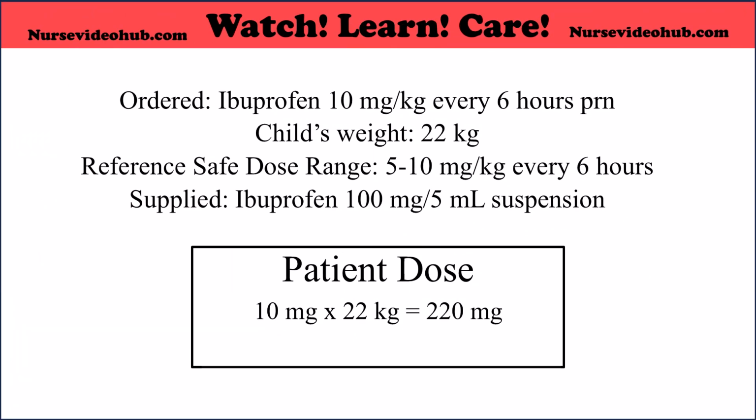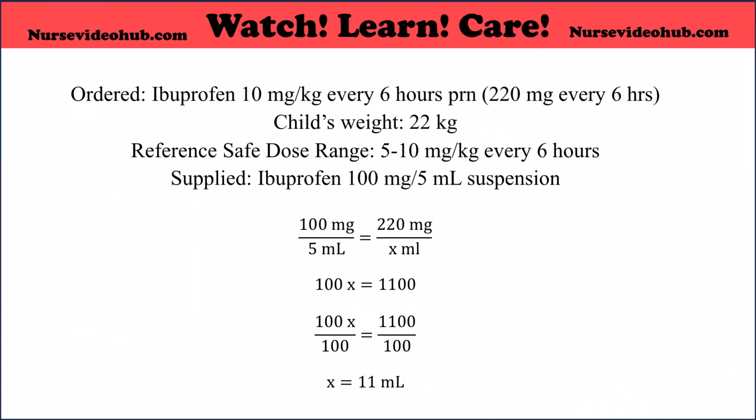First, we calculate the patient dose. 10 milligrams times 22 kilograms equals 220 milligrams per dose. Calculate the amount of medication to administer. Set up your proportion. The first ratio is the medication supplied, 100 milligrams per 5 milliliters. The second ratio is the desired dose, 220 milligrams per X milliliters.